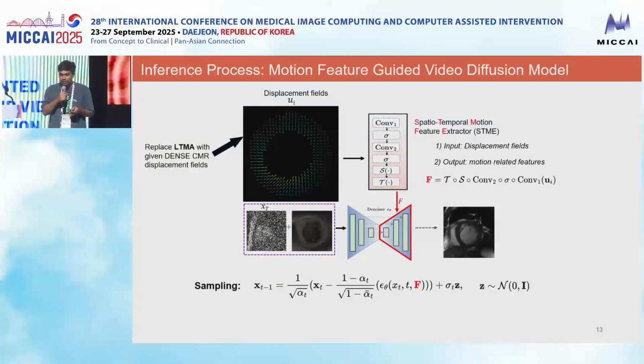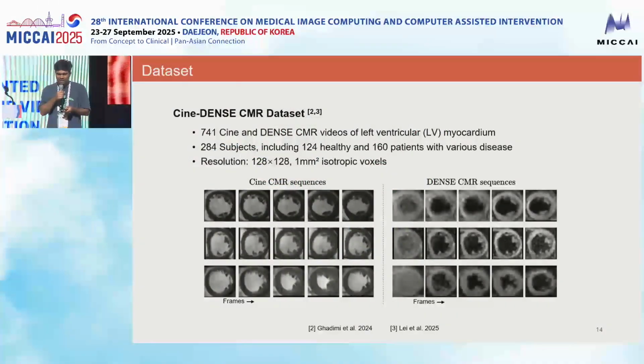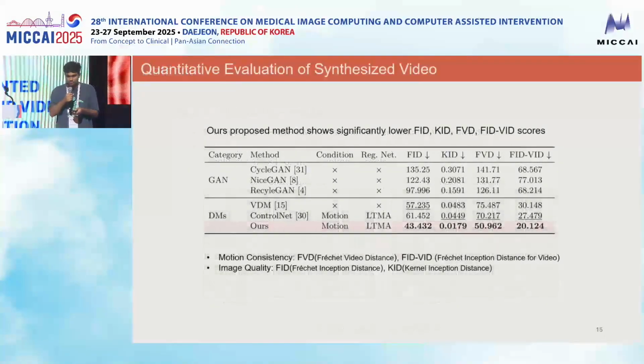Interestingly, during the inference process, we don't actually need the registration network, LTMA. So we replace the registration network with the already provided displacement field from the DENSE CMR video, as DENSE CMR video provides us the displacement field. And we use that displacement field to synthesize texture information. And this is the dataset that we use, the cine-DENSE CMR dataset.